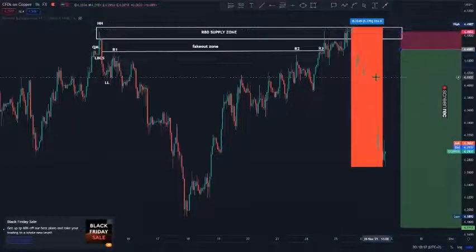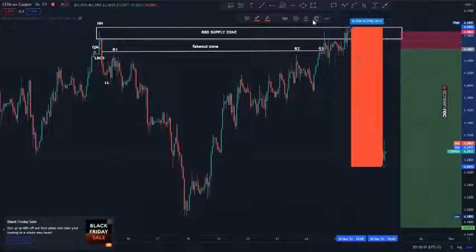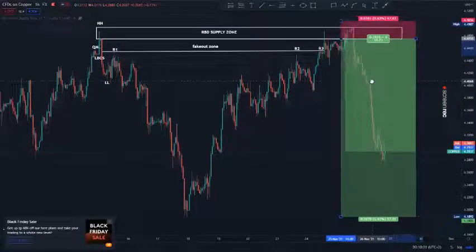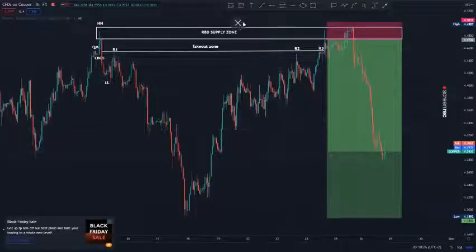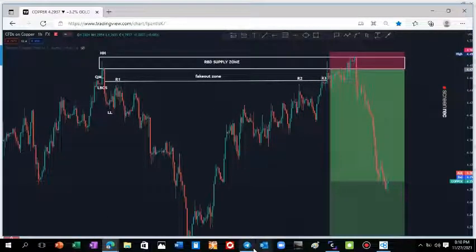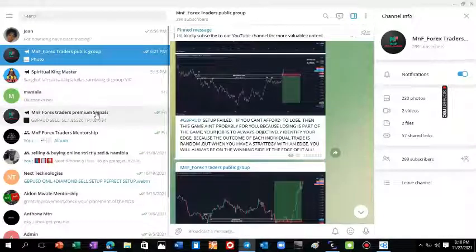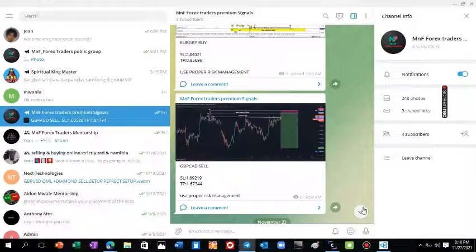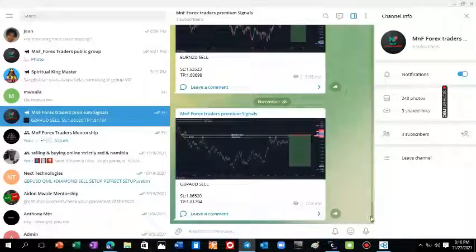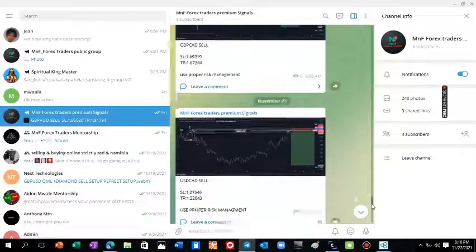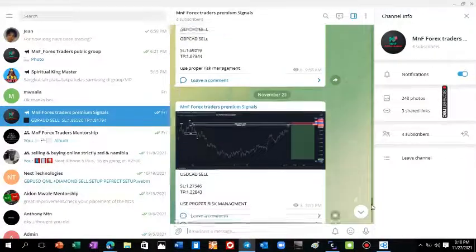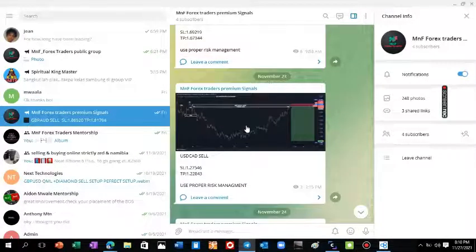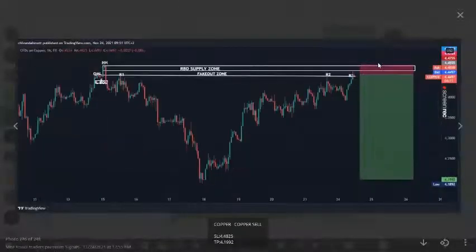And of course, if you were in our private community, you'd have enjoyed this particular move, because yes, I shared this particular trade. Let me show you that I'm not just bluffing, but I actually did share this trade. This was how it was right here. This was on the 23rd. This is copper, as you can see.